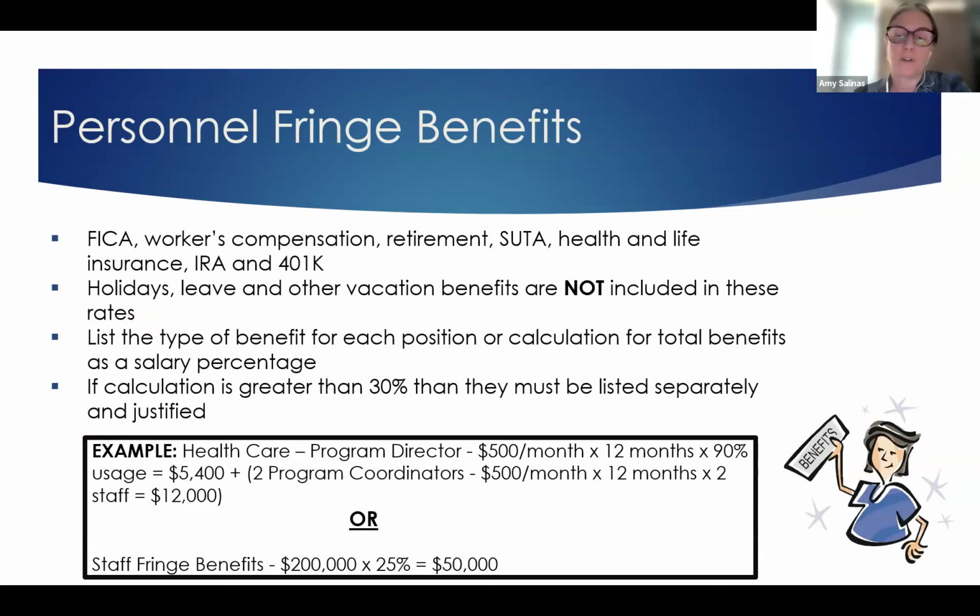A few things to note: you need to list the types of fringe benefits and cost of the benefits for each staff position, or you can provide a calculation for total benefits as a percentage of the salaries to which they apply. So you'll see the two different examples there on the bottom. If a fringe benefit amount is greater than 30%, then they must be listed separately and justified.